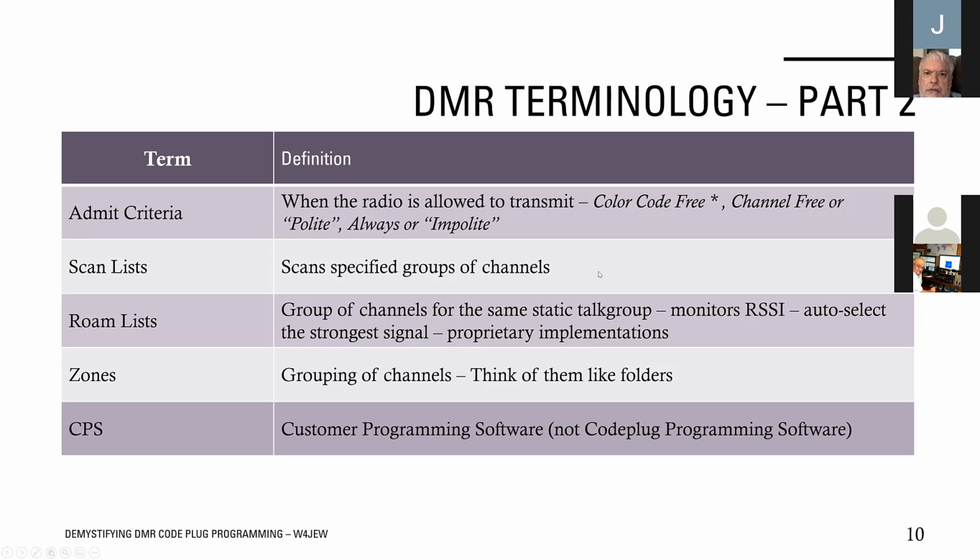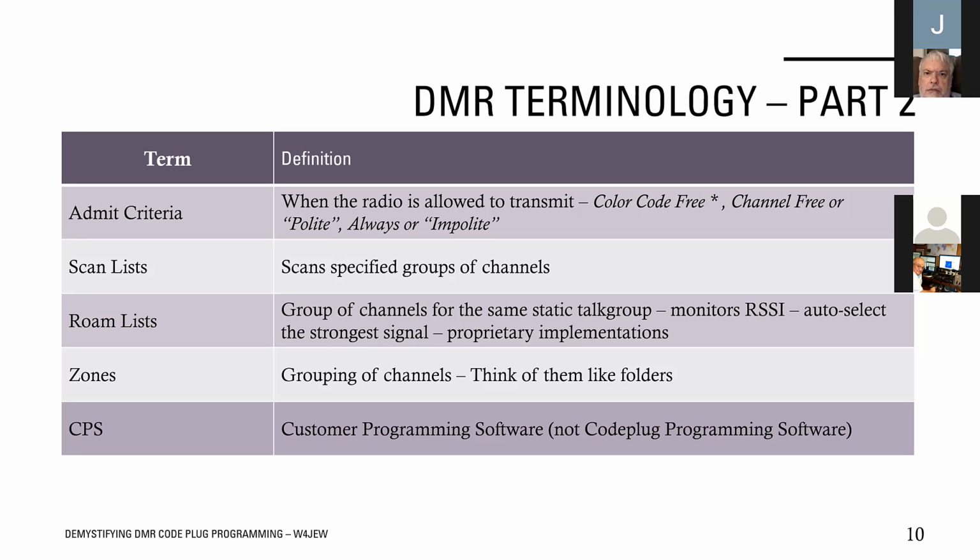A scan list, pretty straightforward. I've got a group of channels. I want to scan through them until I hear some activity. The radio is going to stop when there's activity, but I may need to change the knob on the radio or choose a different channel when I want to talk to somebody on that channel.